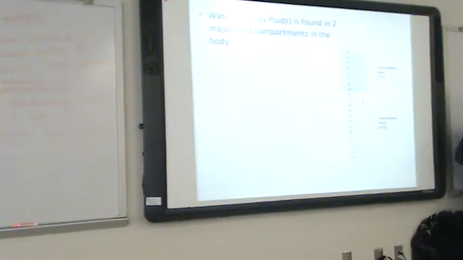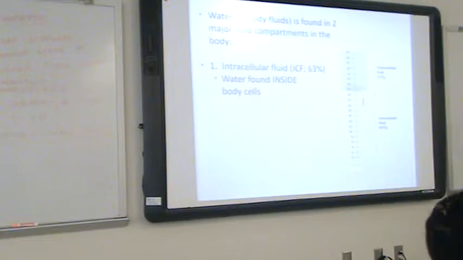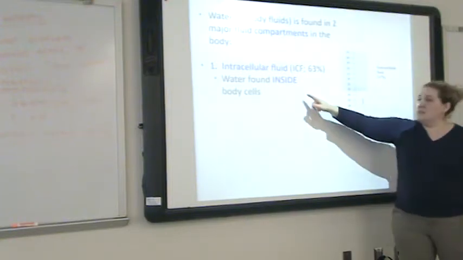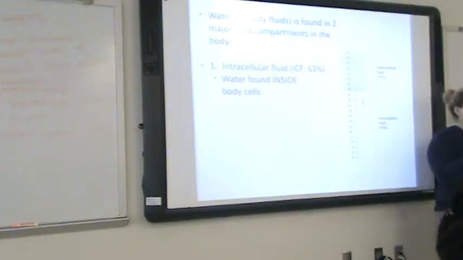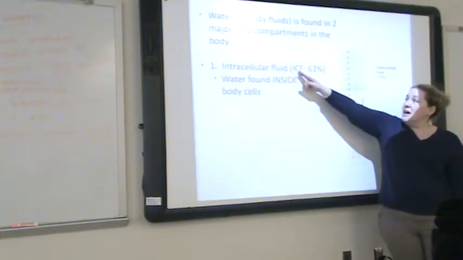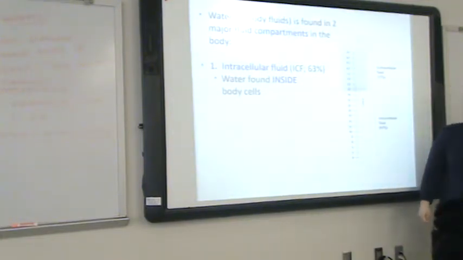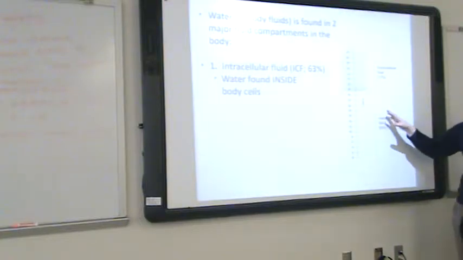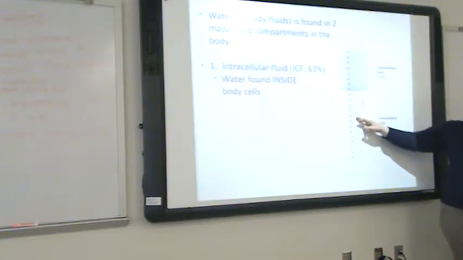We can categorize the compartments as intracellular fluid. That's the water that is inside a cell membrane. It's inside a cell, within a plasma membrane. That's intracellular fluid, abbreviated ICF. Most of the water in our bodies is inside cells in the form of intracellular fluid.